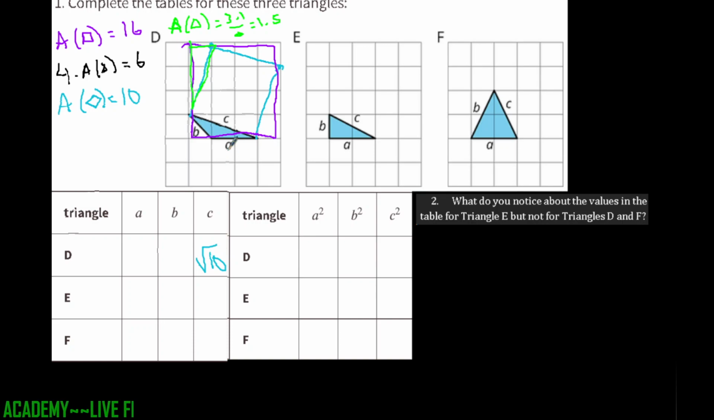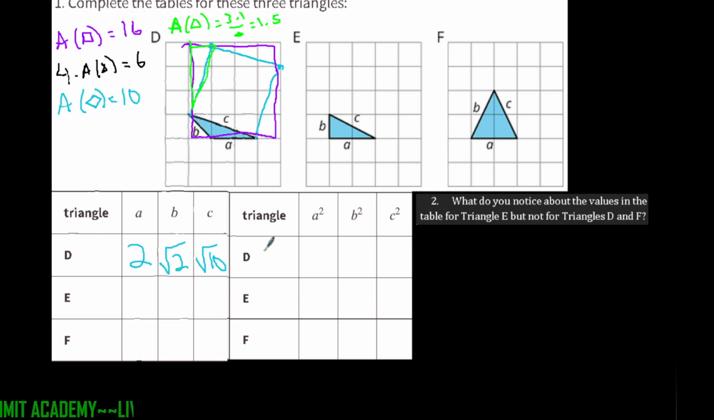For the other ones, I can count this side length A. That one's real simple. That's just going to be 2. So the side length of A is 2. And the side length for B, you can do that same thing, but it's going to be the square root of 2.